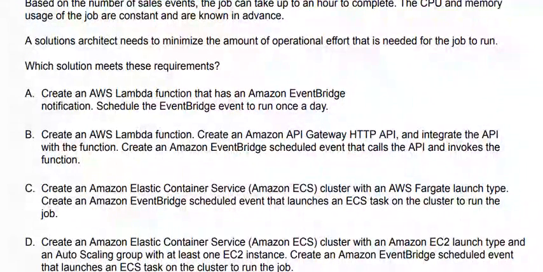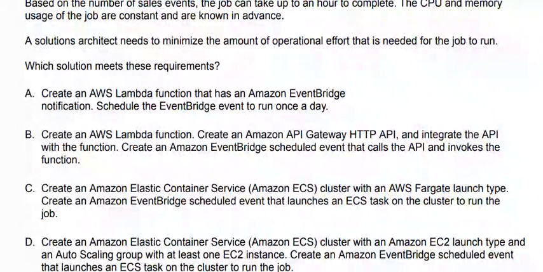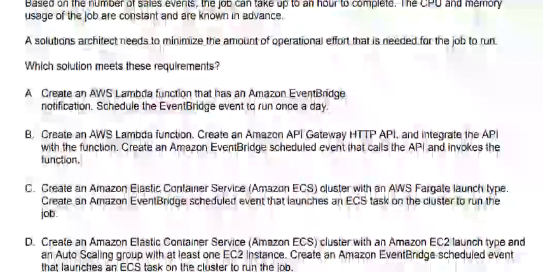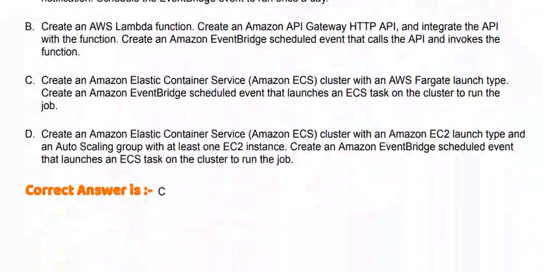Create an Amazon EventBridge scheduled event that launches an ECS task on the cluster to run the job. And option D. Create an Amazon Elastic Container Service cluster with an Amazon EC2 launch type and an auto scaling group with at least one EC2 instance. Create an Amazon EventBridge scheduled event that launches an ECS task on the cluster to run the job. And the correct answer is option C.